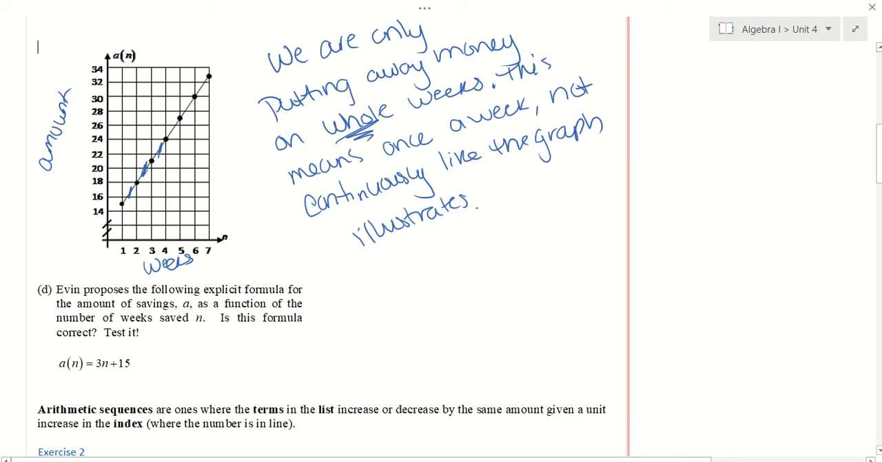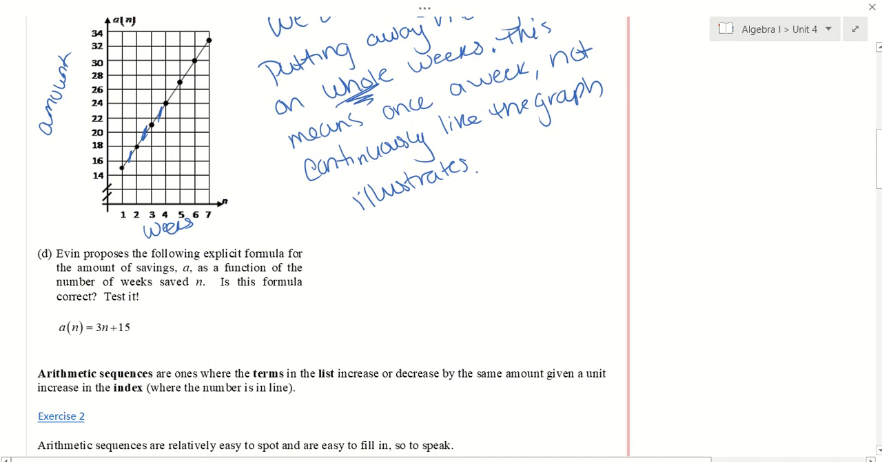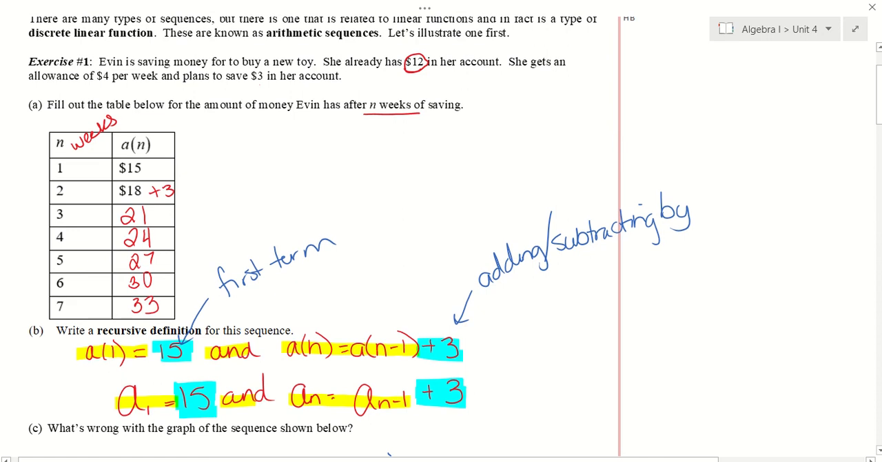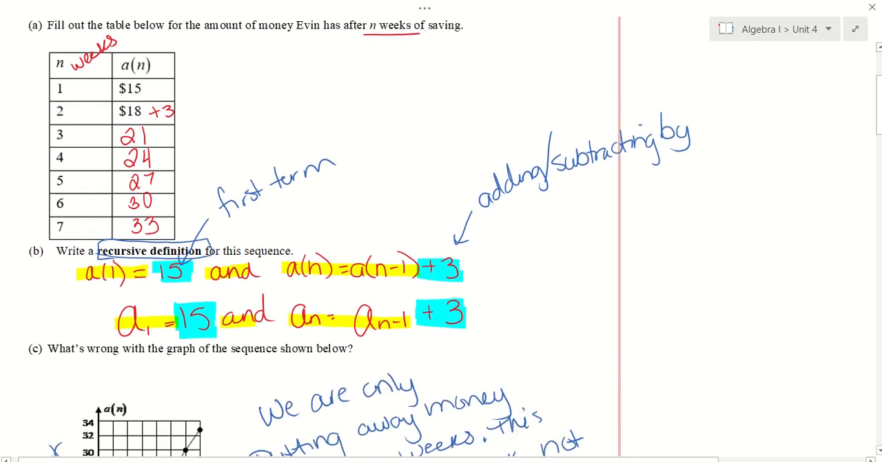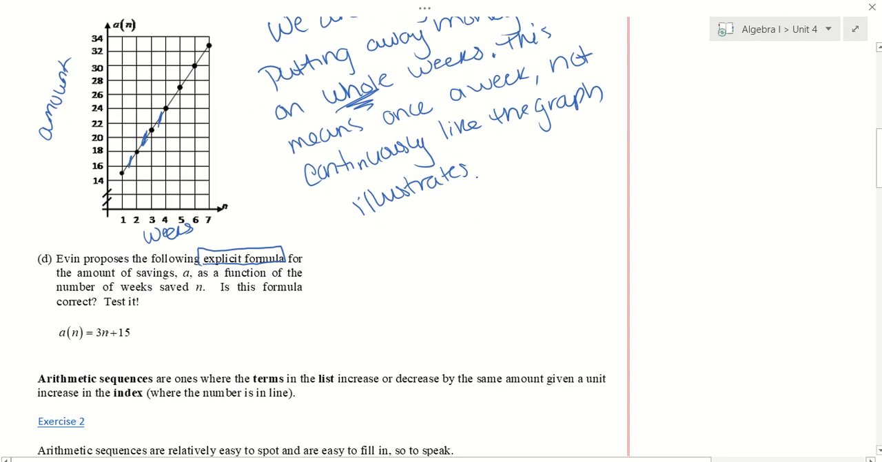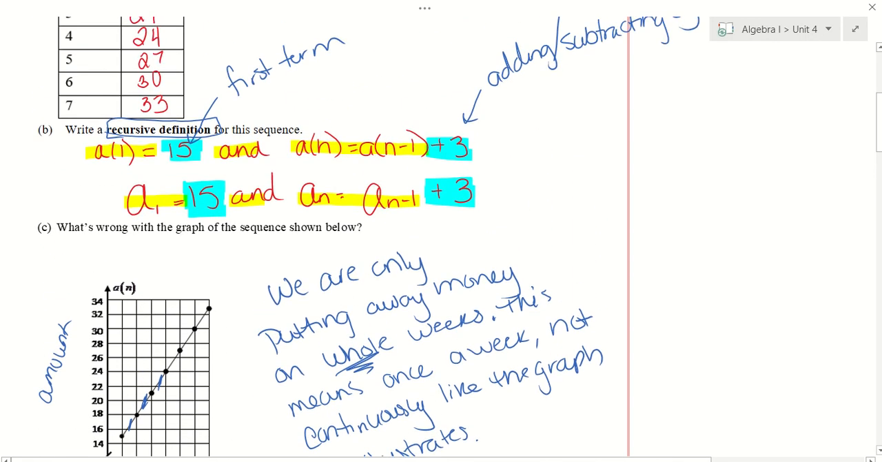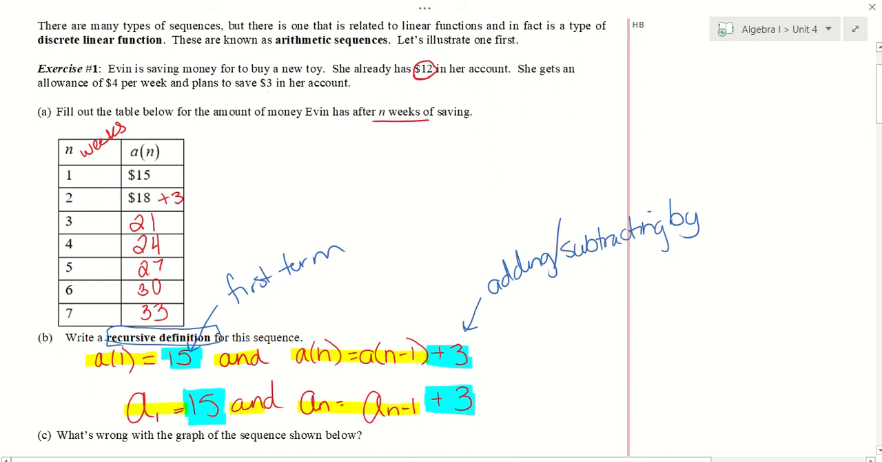So now Evan proposes that the formula, it's called an explicit formula. This is different than recursive definition. Look at the difference. See how this one has A of 1 equals 15 and blah, blah, blah. The formula is actually like a line, like a function. And he thinks this is the formula. Test it. How would you test it? Well, you see the letter N here. If we go back up to our table, what does N stand for? Weeks. Could we pick week 1 and see if we get 15? That's how I would test it.